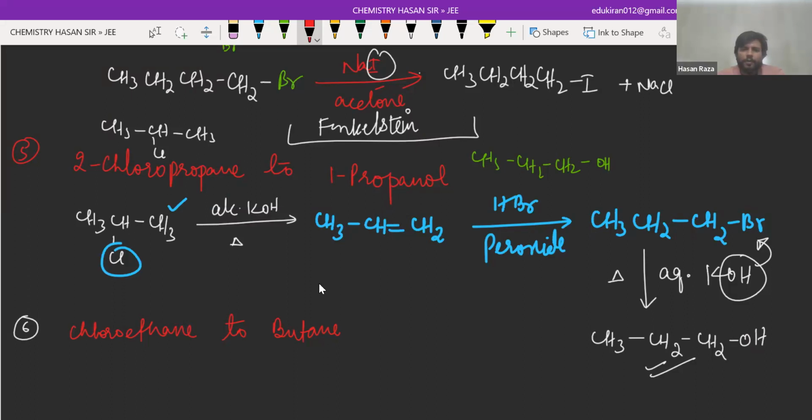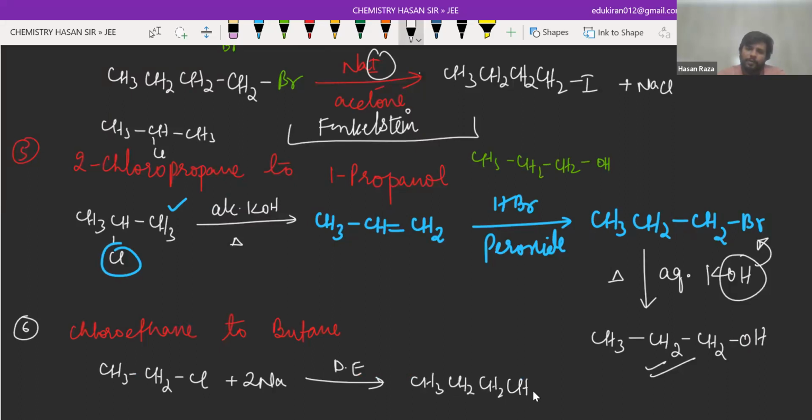Good reaction. Very good, Shahid. So it's very easy, right? Chloroethane, that is CH3CH2Cl. You are going to react this with sodium in the presence of dry ether. It will be double. 2 carbon will be converted into 4 carbon. So this is how it will be. Very good.